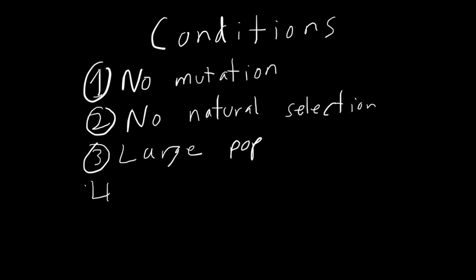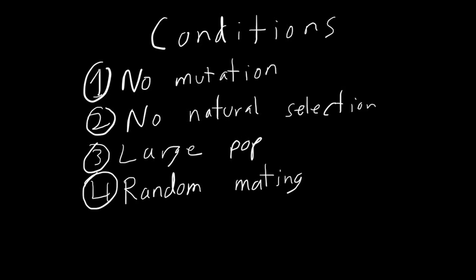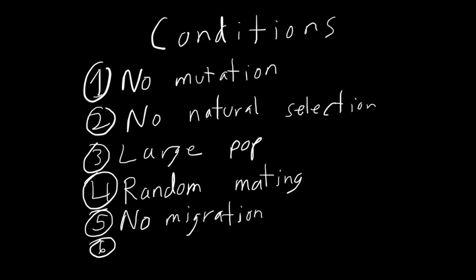Next, you have to have random mating, so no sexual selection or anything like that. And the fifth one is no migration, so no organisms going in or out of the population. And then there's another two. These are the basic five, but there's another two that are sometimes included: each organism produces the same number of offspring, and all members breed.